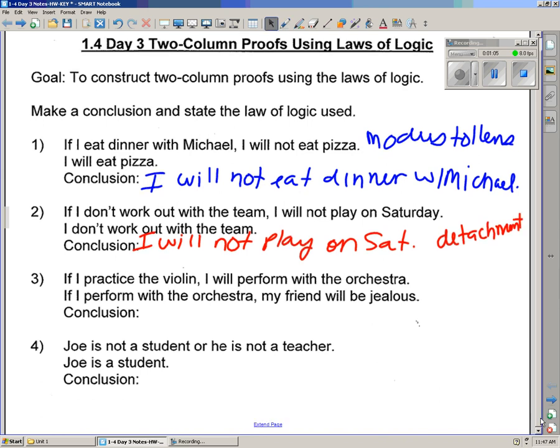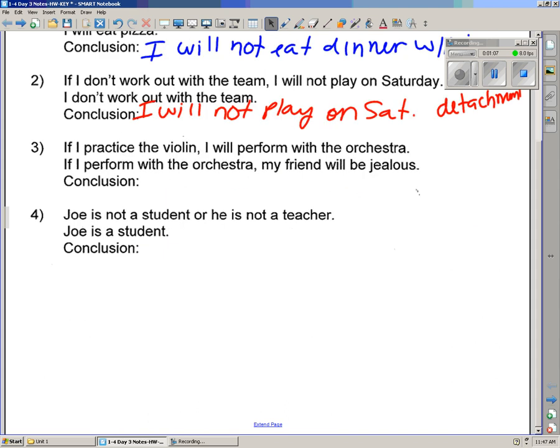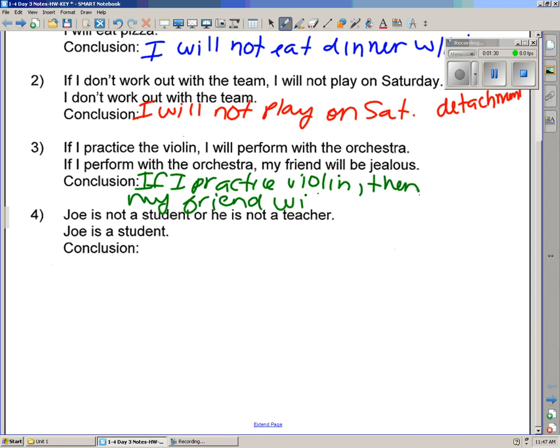Third one, if I practice the violin, I will perform with the orchestra. If I perform with the orchestra, my friend will be jealous. The conclusion here then should be, if I practice violin, my friend will be jealous. And then that one here should be the chain rule.